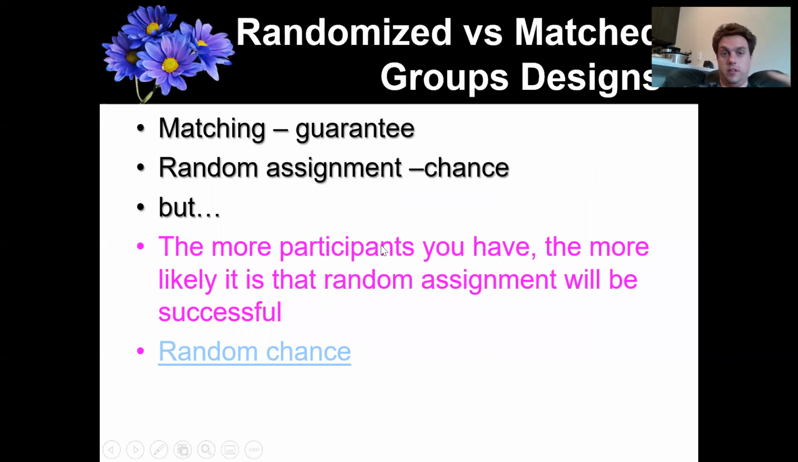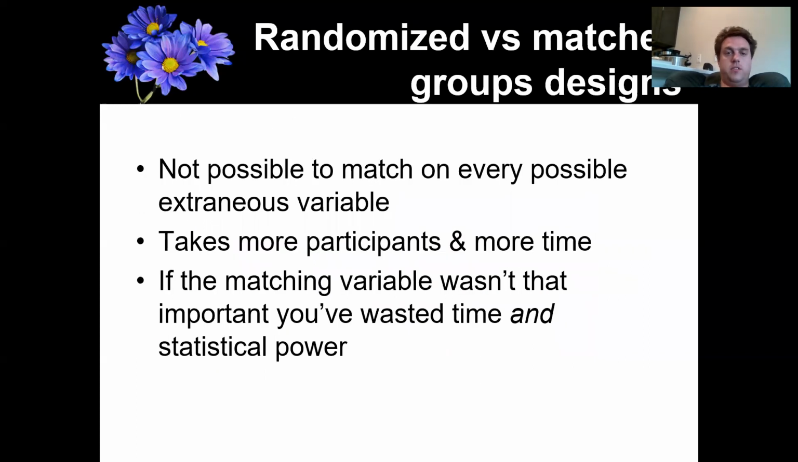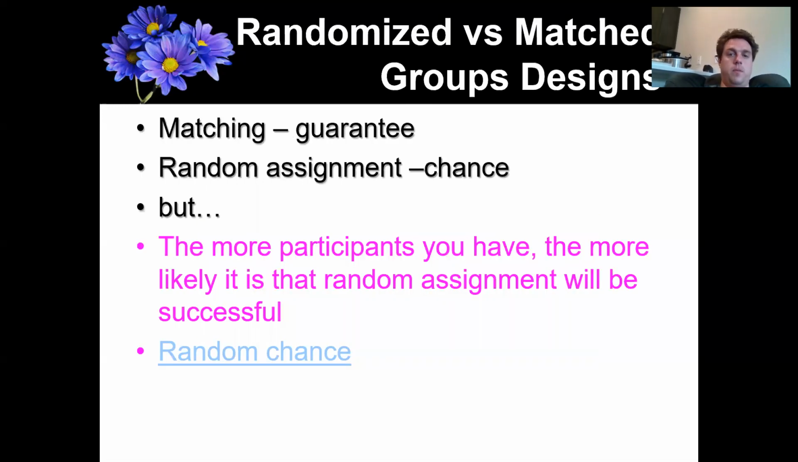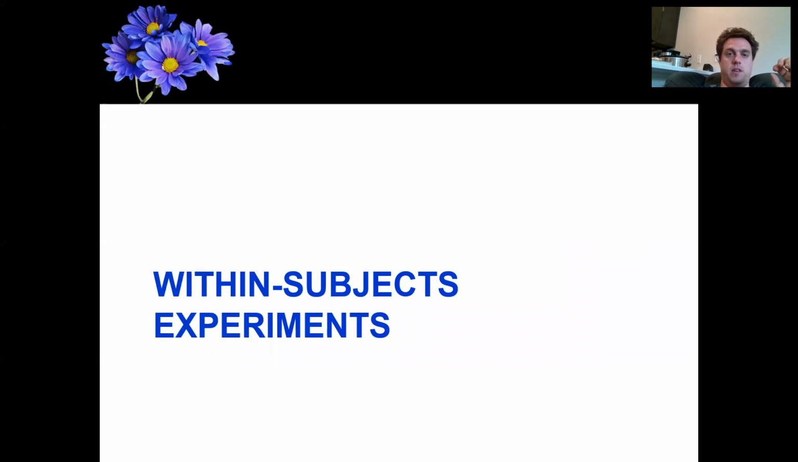I'll post this video just below this one, but again, matching to some degree guarantees that you'll at least cancel out that one extraneous variable, the one you measure, but it doesn't guarantee that the other ones will be equivalent. Again, you might match people based on their baseline strength, but that doesn't mean you're matching them based on experience lifting or age or other factors. Random assignment is based on chance, but the more participants you have, the more likely random assignment will be good, and will even out those variables. And there's a video for that, so I'll stop here.